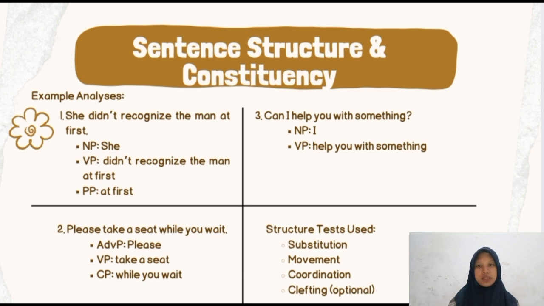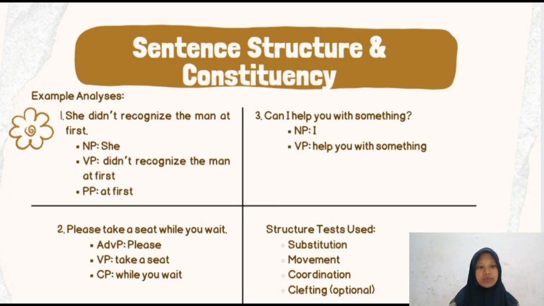Sentence structure and constituency. In the next section, I analyze three sentences. First is, she didn't recognize the man at first. Second is, please take a seat while you wait. And the last is, can I help you with something? Each of these sentences can be divided into phrases such as noun phrases, verb phrases, and prepositional phrases. For instance, in the first sentence, she is a noun phrase and didn't recognize the man at first is the verb phrase. To identify the structure, I use several syntactic tests such as substitution, movement, coordination, and clipping.